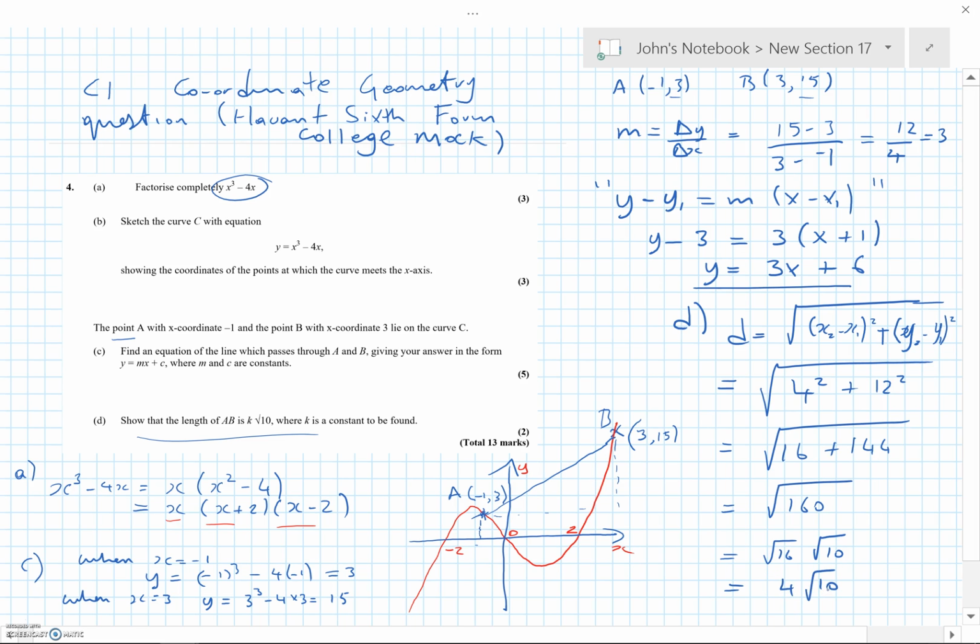That's it. A 13-mark question, actually done in about 6 minutes, half the time that is actually allocated, even with me talking through it. So it should be a case of picking up marks, and also, because it's relatively routine, picking up time as well. Okay, that's it.